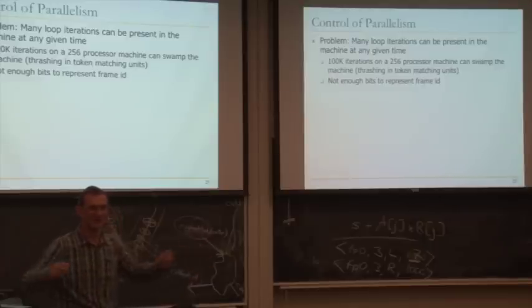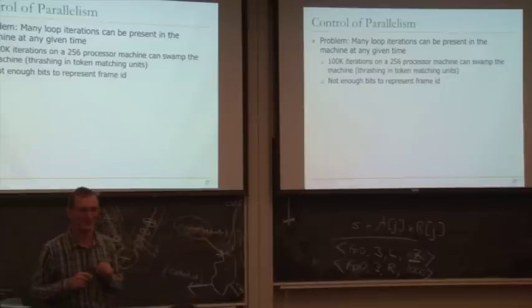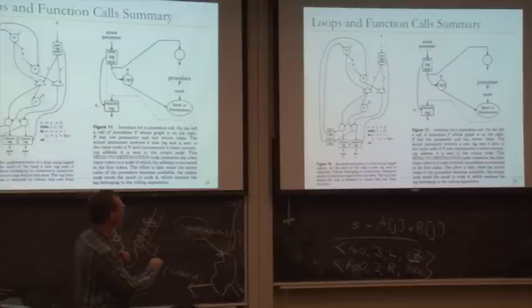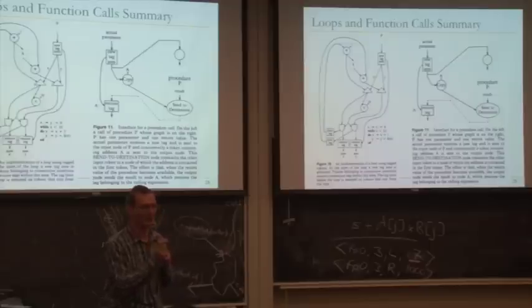One way is, of course, building an infinitely large machine, which is, of course, not practical. Well, the solution is, yeah, you have a solution. That's right. Yeah, you can throttle. Because it's all data flow graph, in the data flow graph, you can actually control how many loops can be present in the machine.